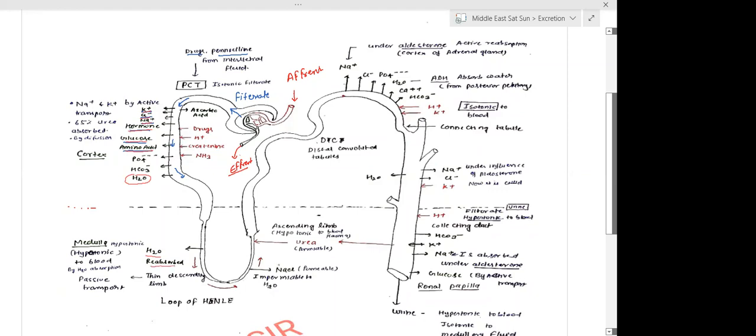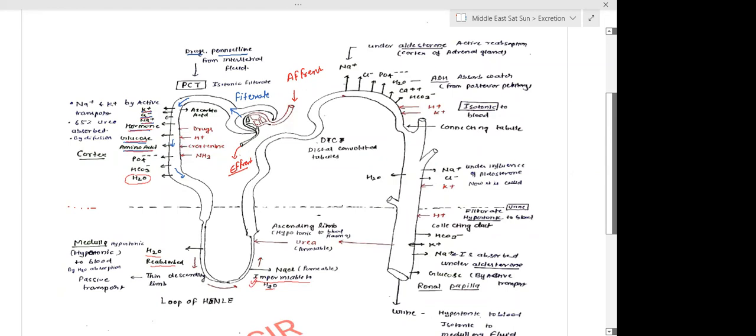Now, this upper part is the ascending part of the loop of Henle. It is impermeable to water. This is not permeable to water, but you have to take care of this one. It has been asked a number of times in your medical examination. This is impermeable to H2O. I have written down every essential piece of information which is required over here.